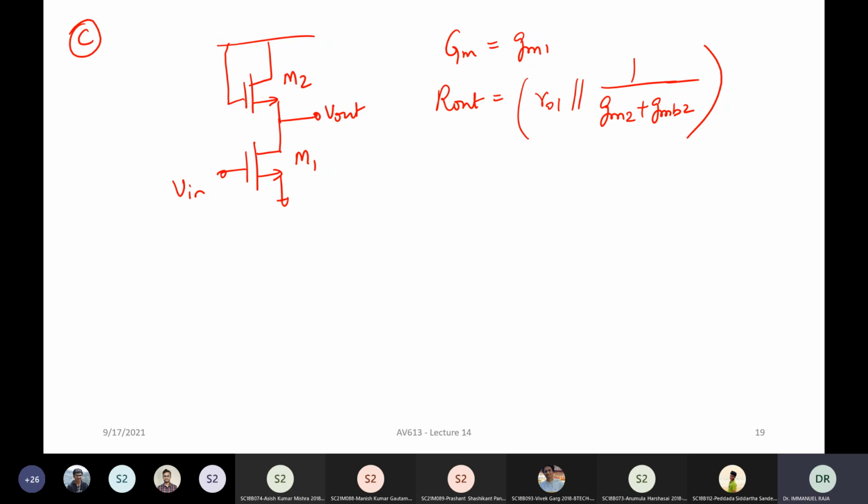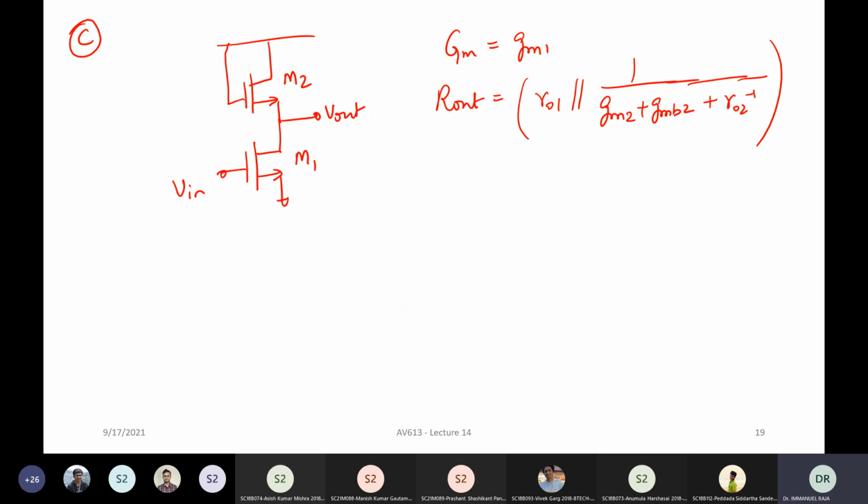You have the GMB2 coming in because the bulk is grounded. You have a bulk to source voltage. This is what you get. To be more precise, you can say R02 inverse or 1 by R02. This is more accurate. That's the thing.